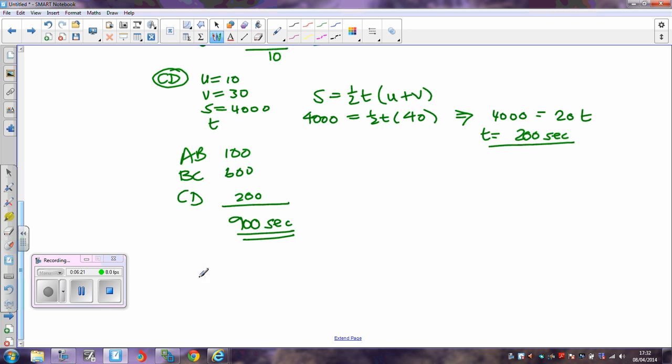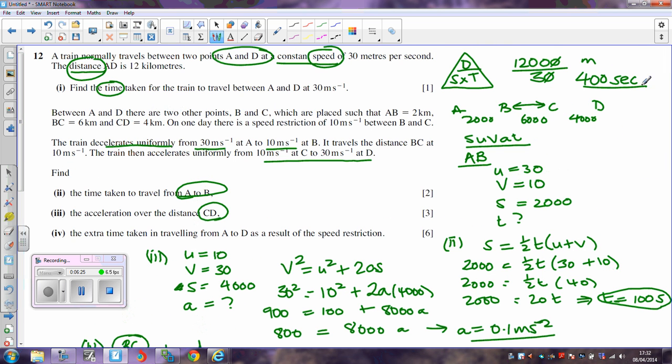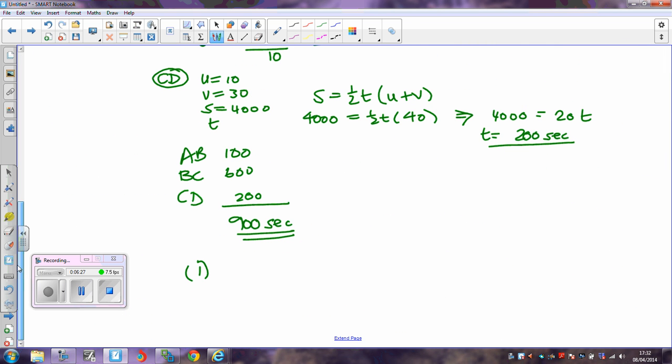Now, we worked out in the first part that without the speed restriction in the middle, the journey time was this 400 seconds, which means that the extra time that has now been taken is going to be 900 take away 400, which is going to be 500 seconds. So that's how much longer the journey now takes with the speed restriction in.